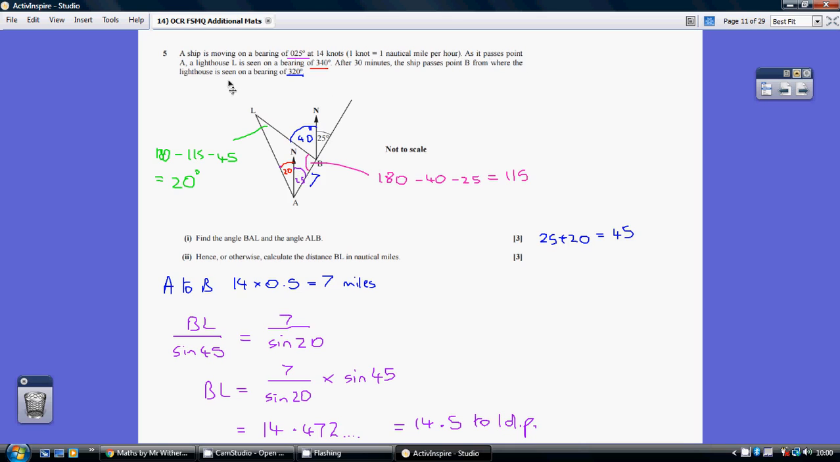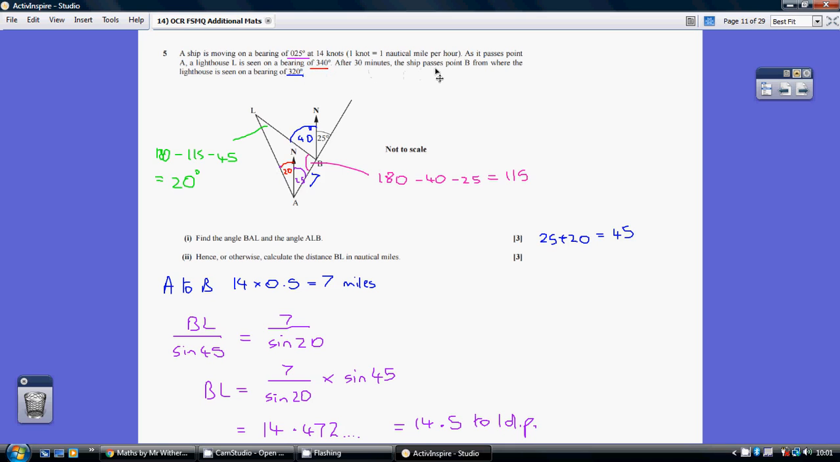Secondly, we're told as it passes point A, lighthouse L is seen on a bearing of 340. So bearings are measured clockwise, as I said. So there's the lighthouse as we pass point A. So we need to go 340 degrees clockwise, which is all the way around to here, which of course just leaves us with the remaining 20 degrees, because obviously angles about a point add up to 360. So that 20 degrees has come from that 340. We'll need it later, so let's just process this other bit of information.